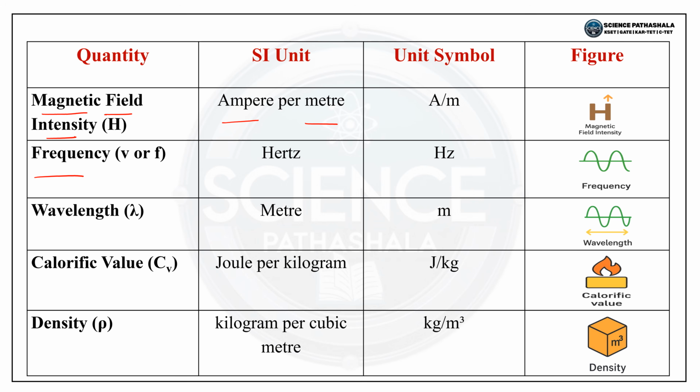Next, frequency. It is represented by small v or small f, meaning the number of complete wave cycles produced per second. The SI unit for frequency is hertz.